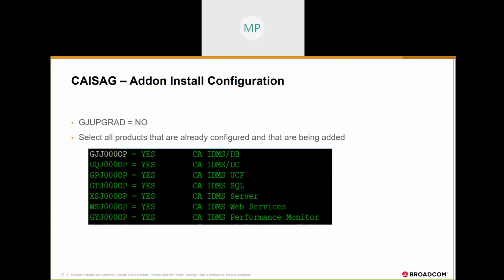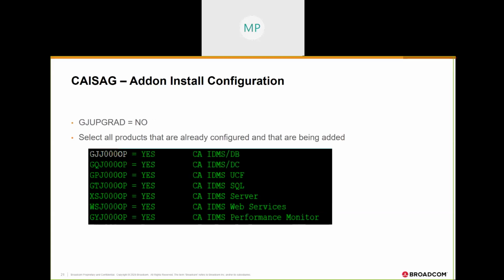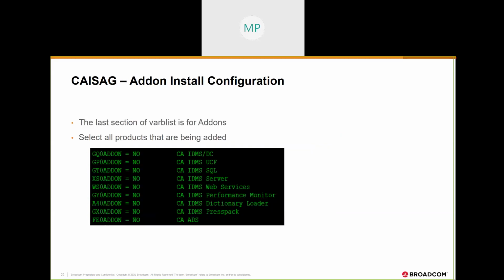So let me just go back a slide. You can see in the main section, all the variables are J000OP, and then in the add-on section, all the variables are add-on. So if you're trying to add on, let's say SQL, you want to set the GTJ000OP to yes, and you want to select GT0 add-on to yes as well.